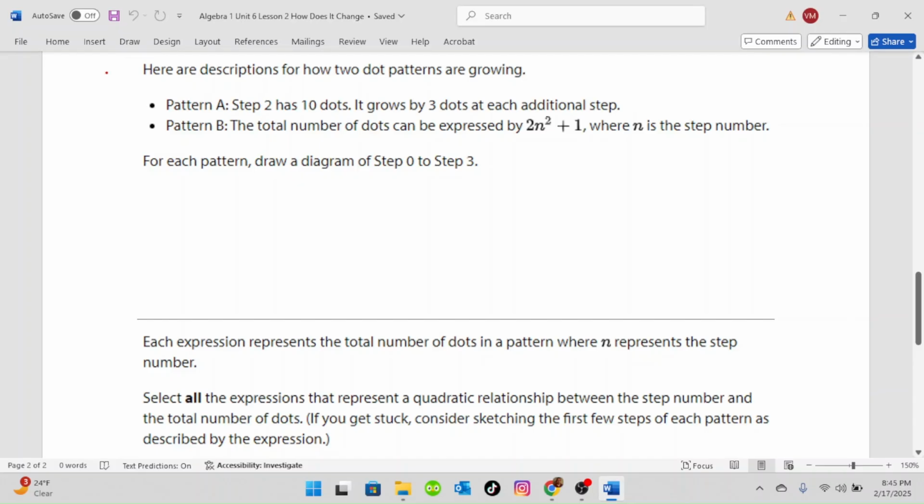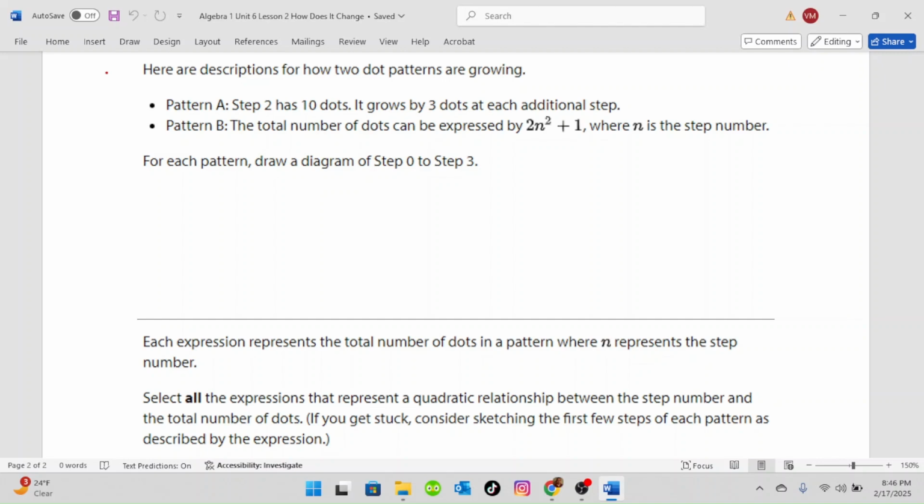Here are descriptions for how 2 dot patterns are growing. Pattern A, step 2 has 10 dots. It grows by 3 dots at each additional step. Pattern B, the total number of dots can be expressed by 2 times n squared plus 1, where n is the step number. For each pattern, draw a diagram of step 0 to step 3.